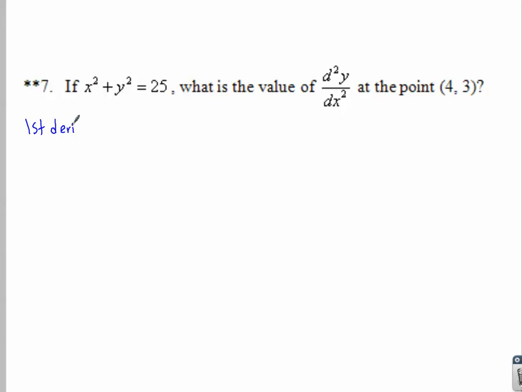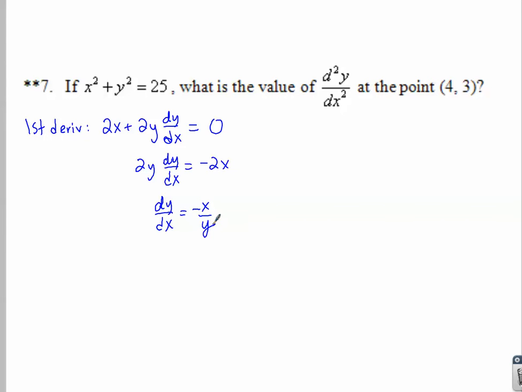First derivative first. 2x plus 2y dy/dx equals 0. Derivative, derivative, chain rule, 0. Solve for dy/dx. 2y dy/dx equals negative 2x. Divide. Negative 2 divided by 2, negative 1, so there. Notice how we ended up with the same thing. Circle equation, constant doesn't matter, its derivative is 0. You'll get used to it as you go.